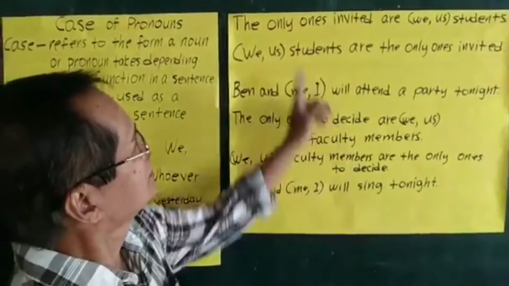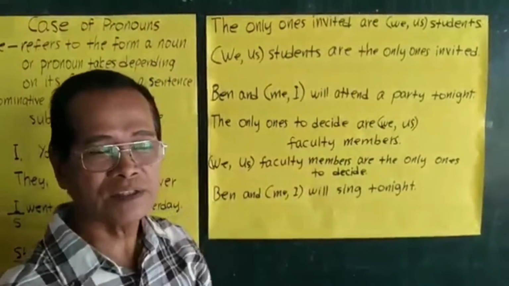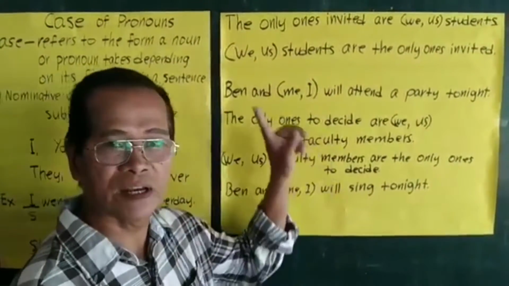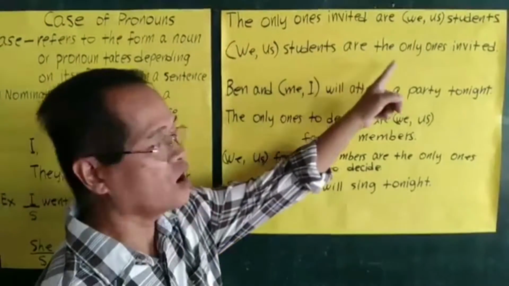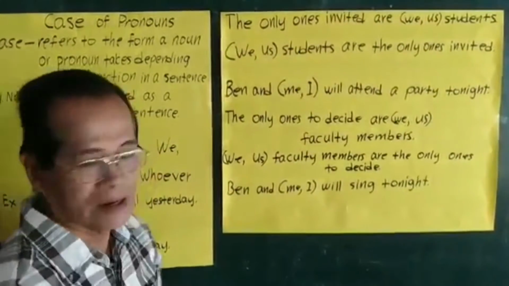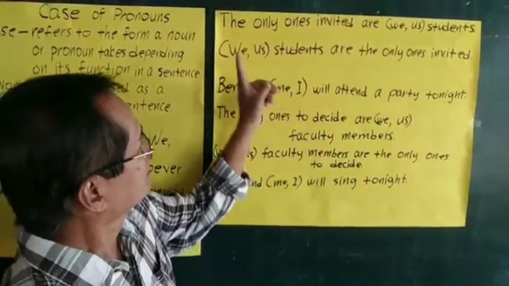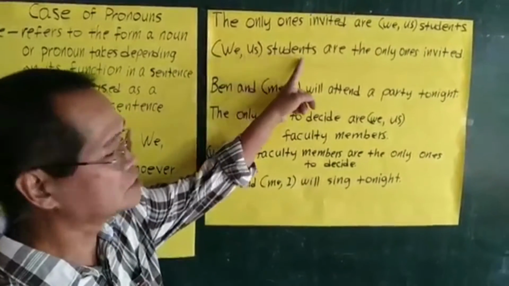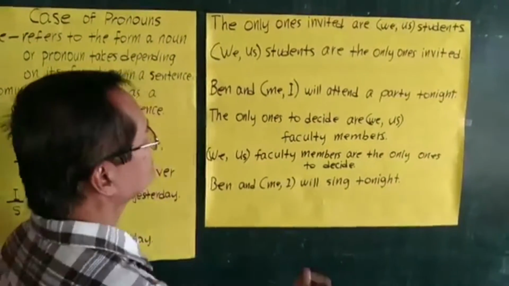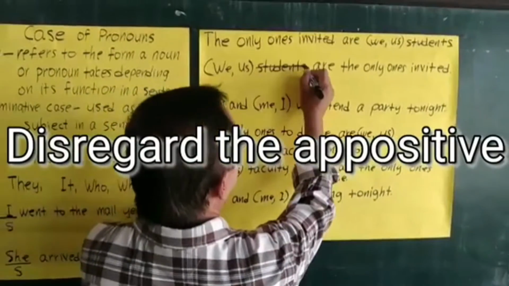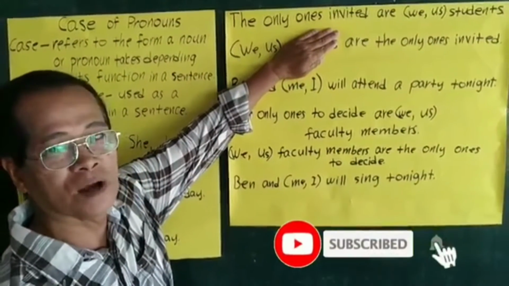Now, this sentence is written in an inverted manner. In order to find the correct answer, the first step is to rewrite the sentence in normal order, like this one: We, as students, are the only ones invited. Next step, disregard the appositive, because we or us and students refer to the same person. So, we are going to disregard the word students, or cover it, and then read the sentence. We, us, are the only ones invited.